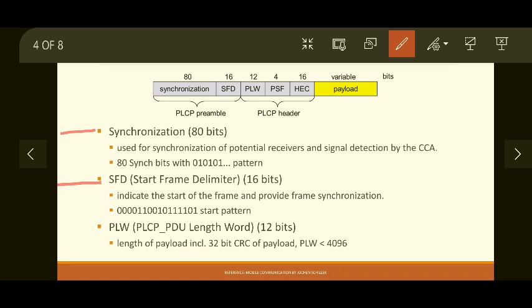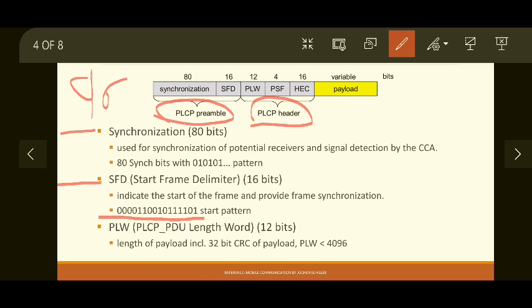The pattern of this SFD is also a fixed one, 0011, 000011, and so on. The transmitter and receiver frames are synchronized with the SFD. This constitutes the PLCP preamble. The preamble consists of synchronization and SFD, that is 96 bits. Then starts the header part, which is 32 bits.